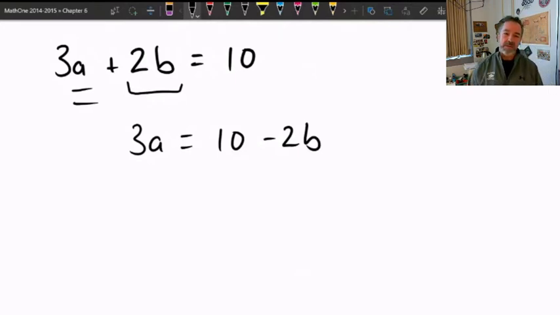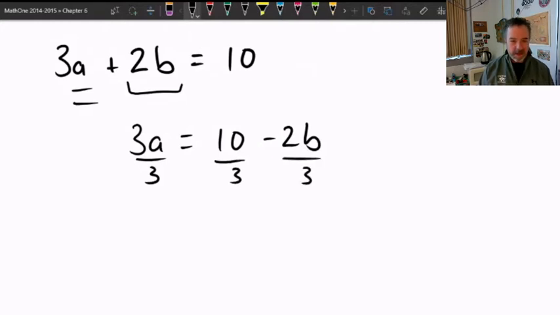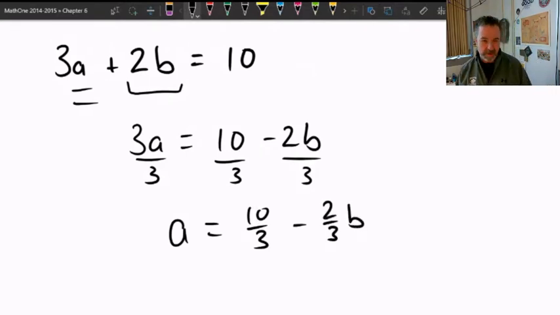And now there are two terms on the right-hand side, one on the left. Every single term is going to get divided by 3, right? This is going to be divided by 3. This term is going to be divided by 3, and the last term is going to be divided by 3. So when I divide each of my terms by 3, I get A is equal to 10/3 minus, and I could just write this as 2/3 of B, right? This is what this looks like if I solve for A. I now have A alone.